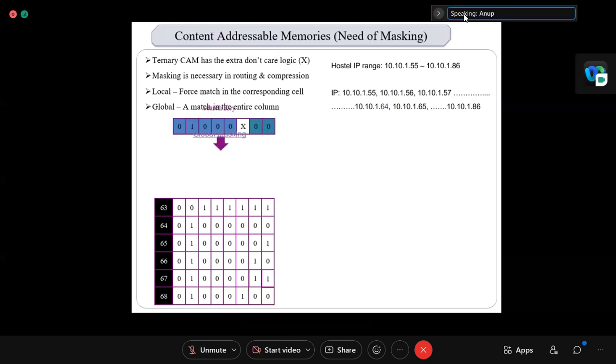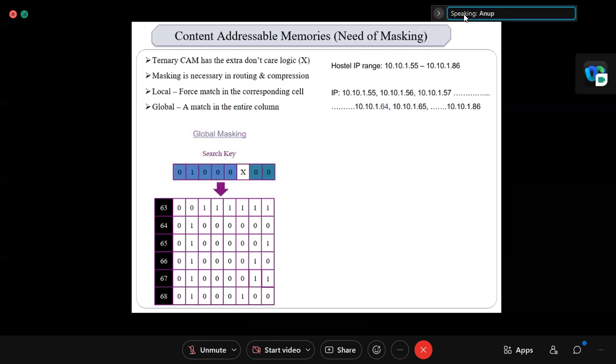In the search key, in the search data, if one bit or 2 bits or whatever you wish is masked, masked means cross. We are writing cross here, but we have to design the circuit in such a way that it will match either with 0 or with 1. Cross is for our understanding, but bit 1 and bit 0 is what the computer understands. So cross means either it is 0 or it is 1, and that will give the match.